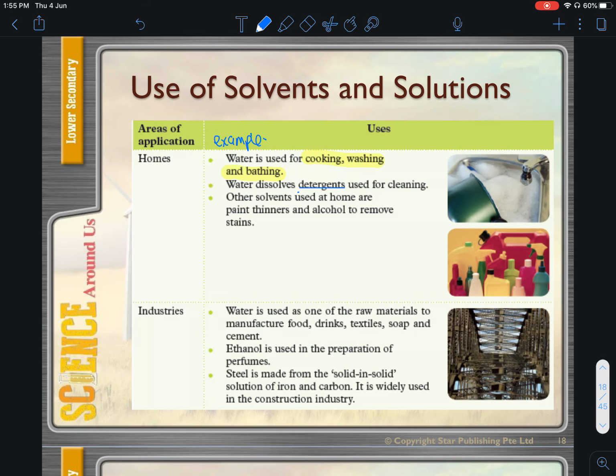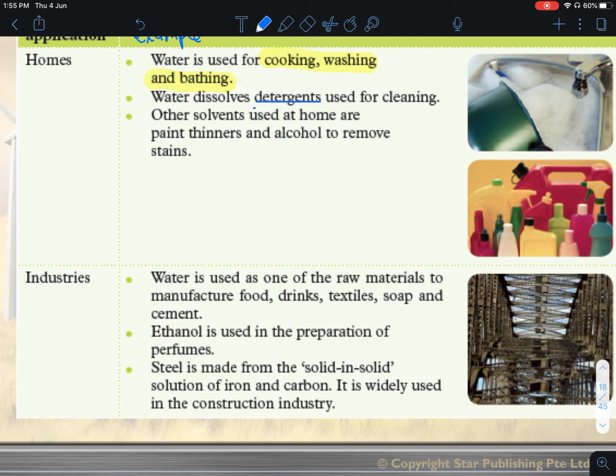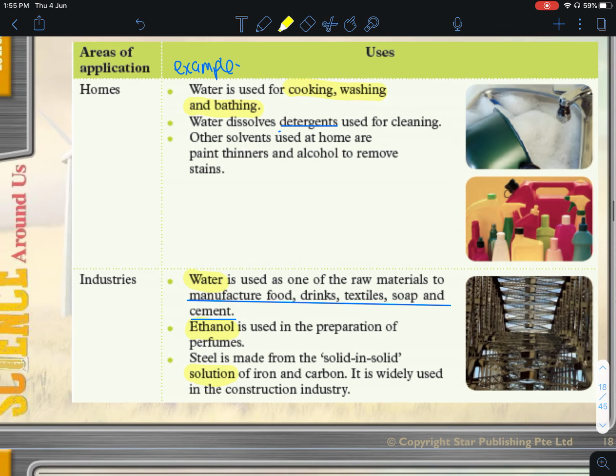Next is the industry. Water can be used as one of the raw materials to manufacture food, drinks, textiles, soap, and cement. Most of the items they use in industry to make things tend to use water. Ethanol is also used for perfume. So ethanol is another example of a solvent. You can take note that water is not the only solvent, but there are other types of solvents as well. Steel is made from a solid solution of iron and carbon. It's an example of a solution, and these are usually used widely in the construction industry.